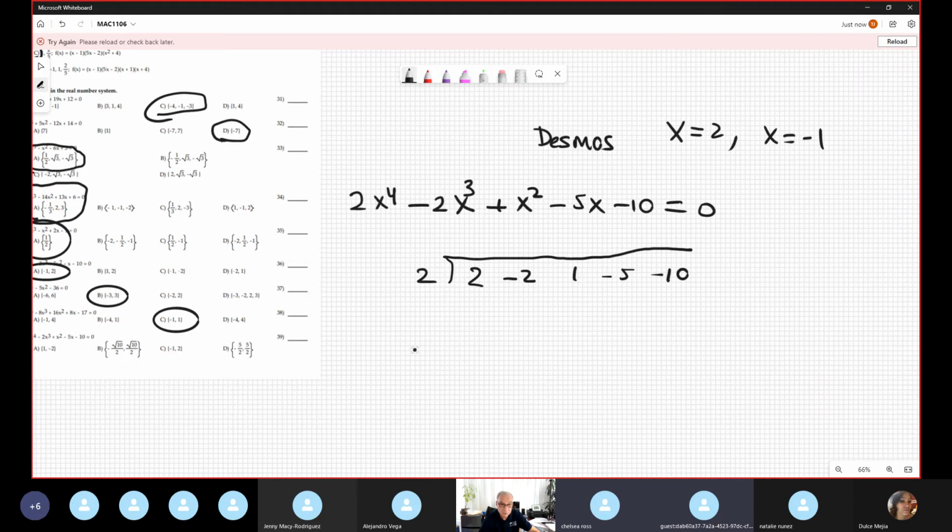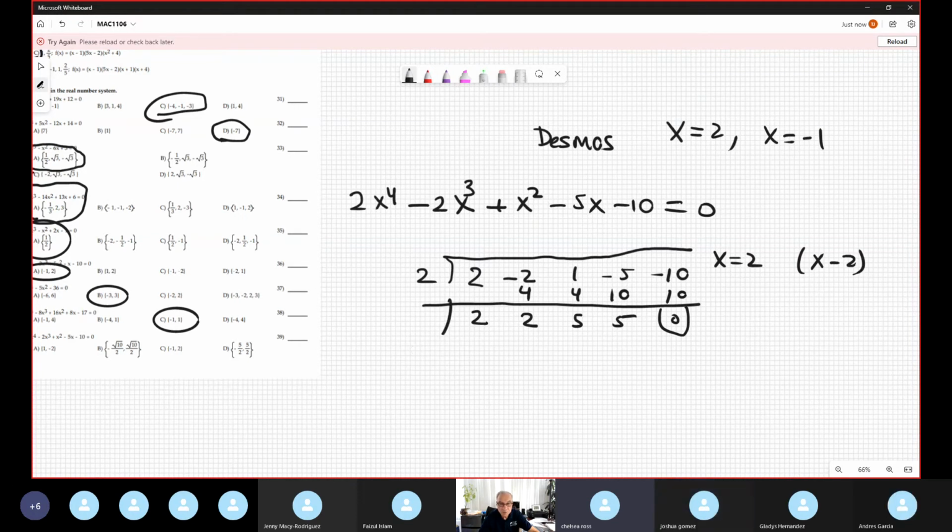I start with 2. Bring down 2, times 2 is 4. It's minus 2, no, plus 2, sorry, plus 2, and 2 times 2 is 4, and 4 plus 1 is 5, and it's 10, and this is 5 positive, and it's 10 positive. Now I verify x equal to 2, good, and the factor is x minus 2.